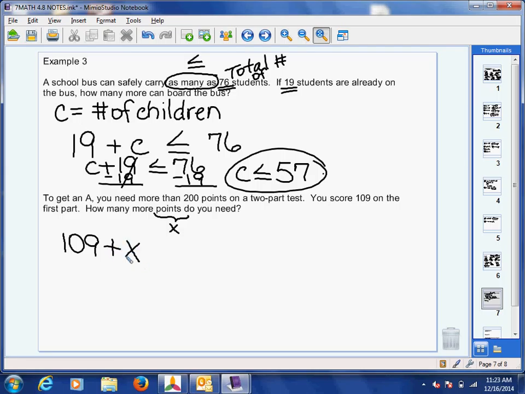Now, "more than," what does that mean? It means like equal to. No. Oh, sorry, it should be greater than. We want to exceed, we want to have more than 200 points. Right. Now, if you're not comfortable with the 109 and the X in that position, you can switch them around if that makes you feel better. Okay, go ahead and solve that on your own.